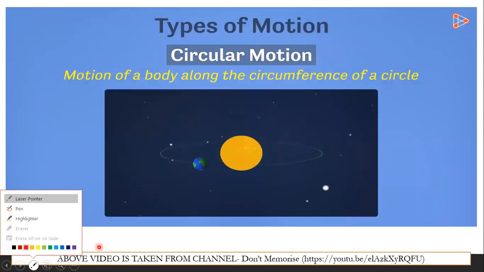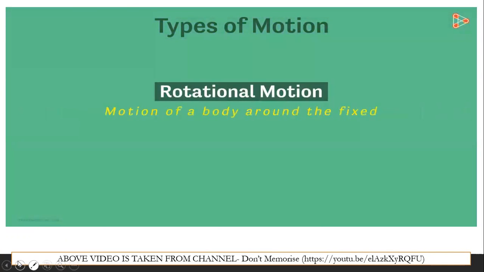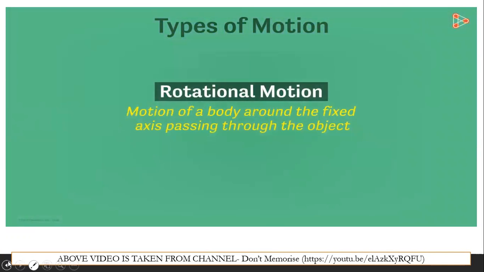The third type of motion that we saw is rotational motion. It is the motion of a body around a fixed axis which is passing. So we have studied the first, which is circular motion. Circular motion is basically a type of motion where an object is moving from one place to another but in a circular path, right? So that is known as circular motion.